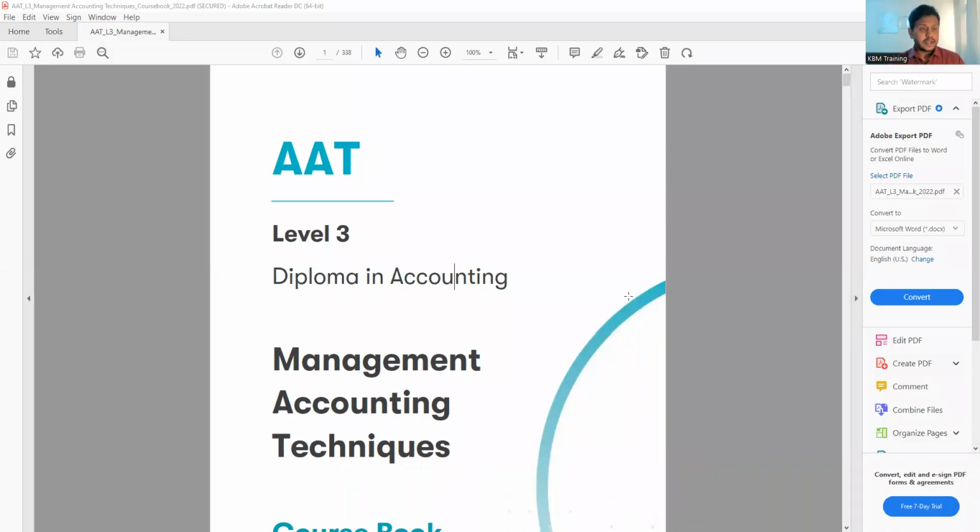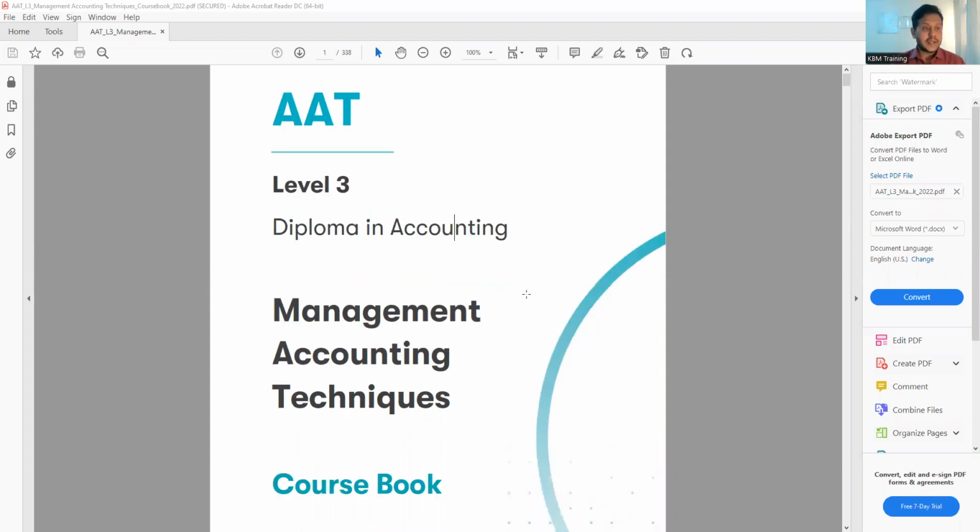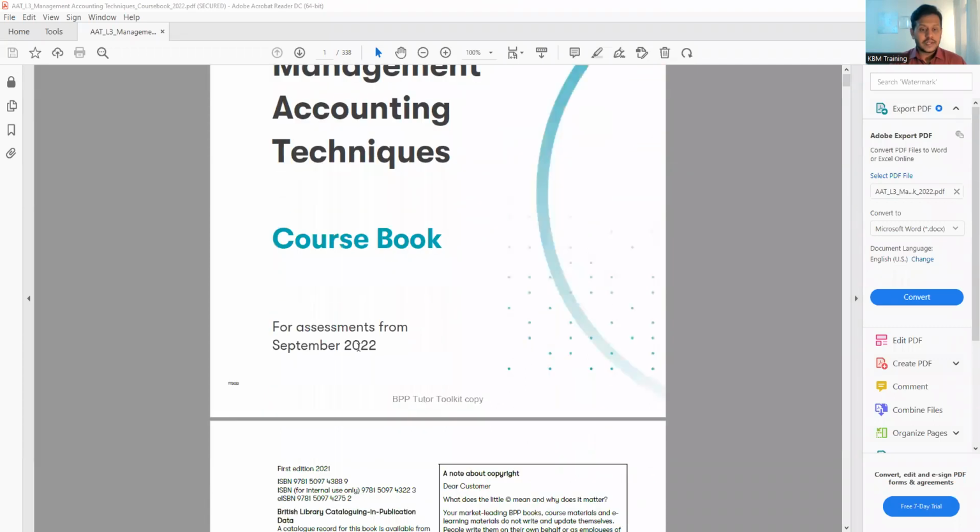All right, so we're starting our management accounting techniques. This paper, we used to call it management accounting costing in level 3. Now we call it management accounting techniques with the AQA 2022. You can see here it says the exam will start from September 2022.